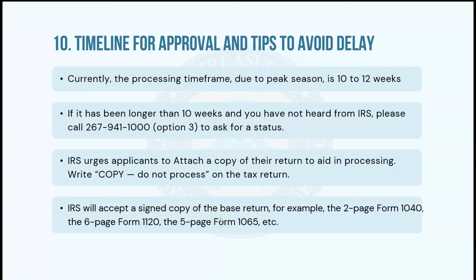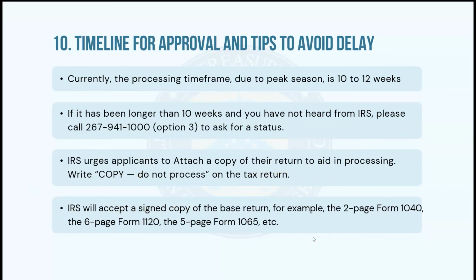So what I would do is, let's go through the dates again. If you're applying for 2022 and 2023 certification, the 1120 that the IRS requires you to send must be the most current return. In this scenario, my suggestion is, if you are applying for this certification between December 1, 2022 to April 14, 2023, attach the 6-page form 1120 for the 2021 tax return that you filed. Just attach it. It must be signed, and then write "Copy, do not process" on the tax return.